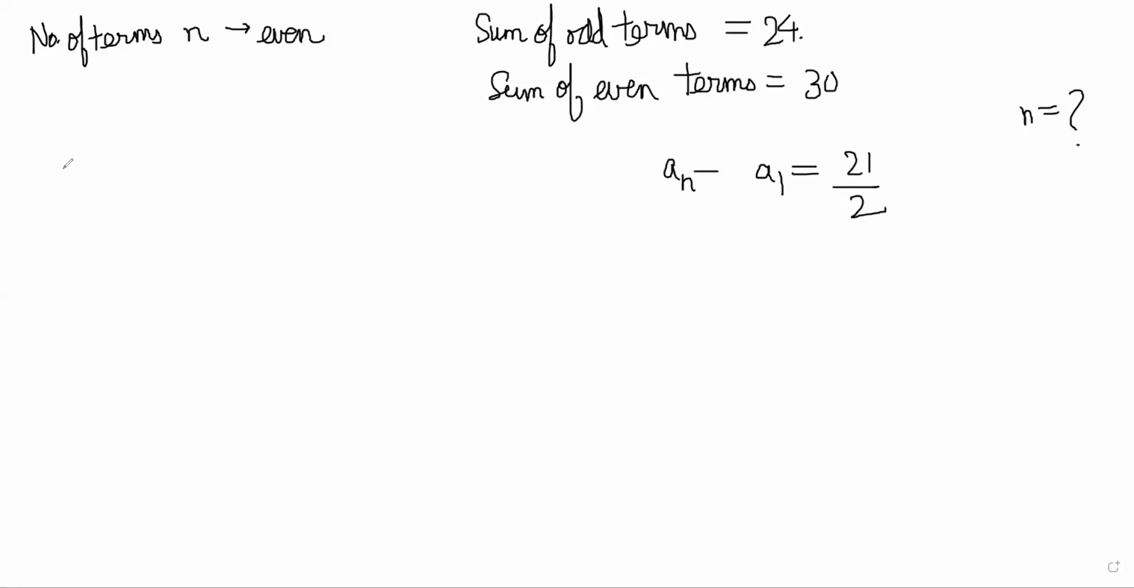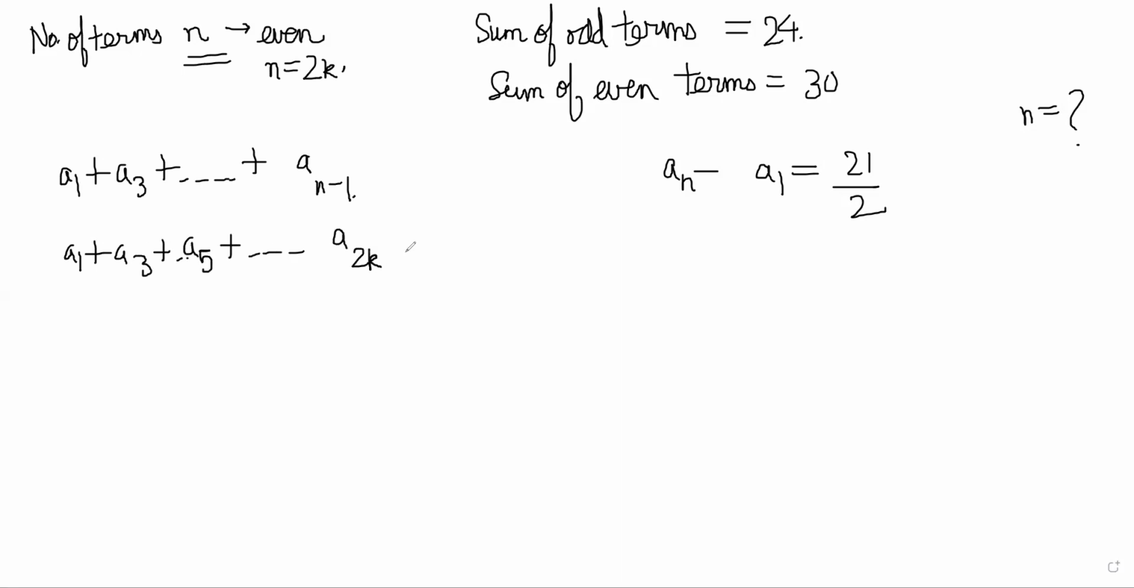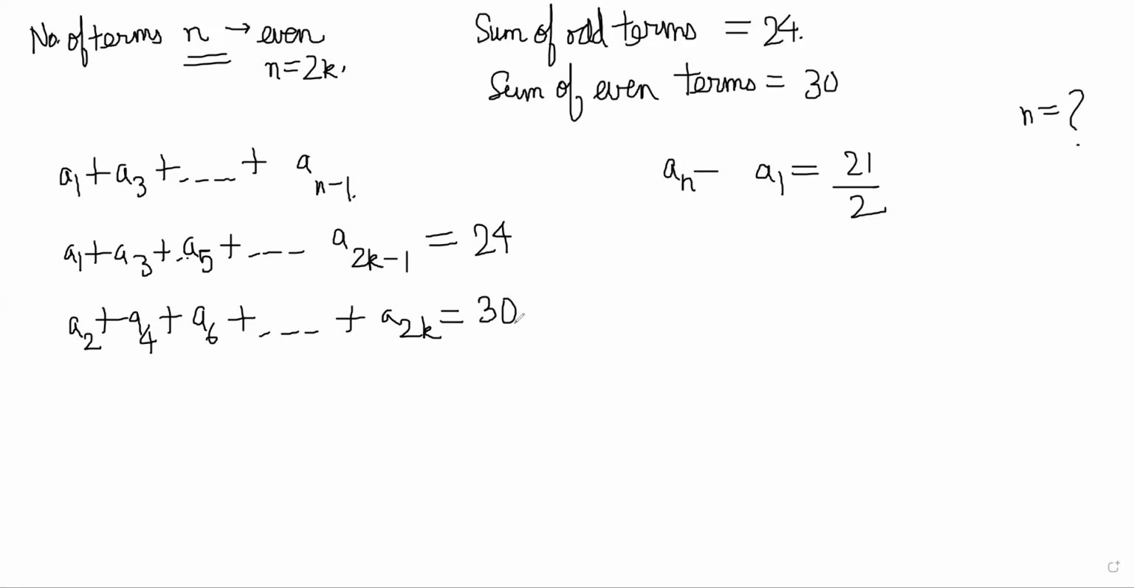The sum of odd terms is what? a1 plus a3 plus so on till a of n minus 1, because n is even. N is equal to 2k, you can say, and this is becoming a1 plus a3 plus a5 till a of 2k minus 1. That is equal to 24. And a2 plus a4 plus a6 till a of 2k is becoming 30. And this is given also a of 2k minus a of 1 is equal to 21 by 2.